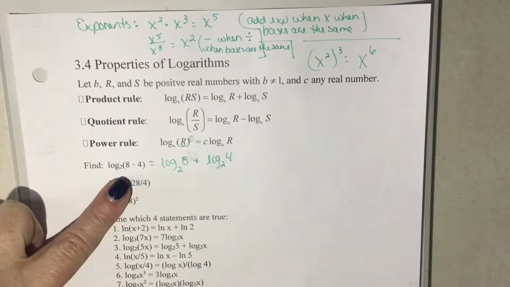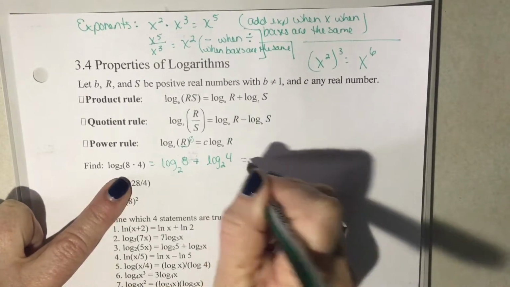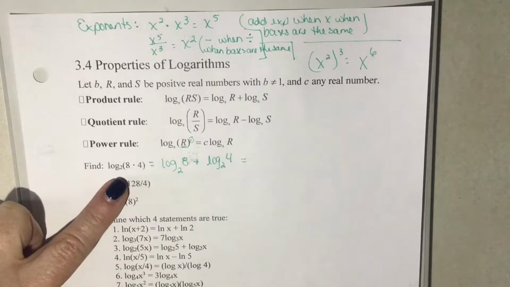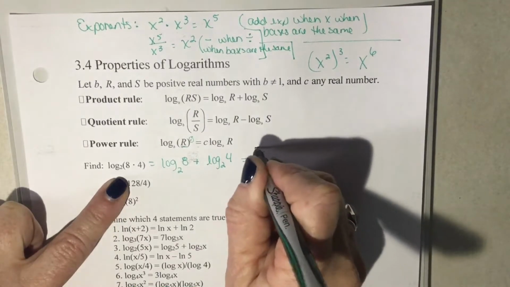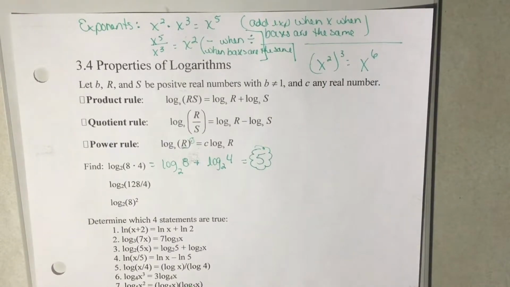Are you serious? You get the same thing? And what is that same thing? And the number is? Okay, you should be coming up with 5. If you did not come up with 5, double check how you input that into your calculator.